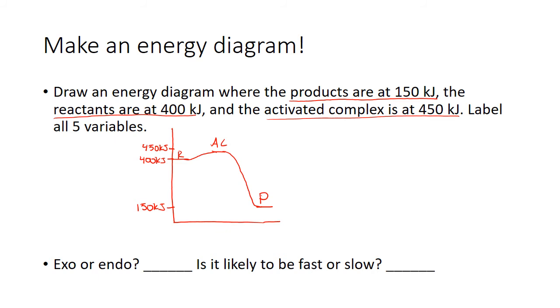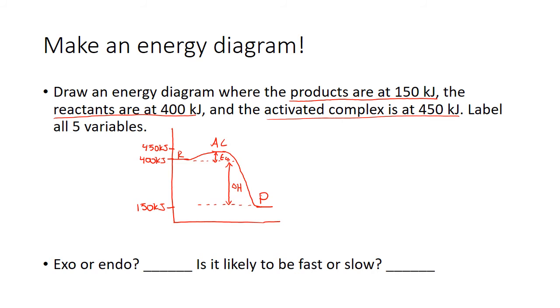It does say label all 5 variables. That's only 3 of them. So remember my activation energy. Squeeze in there. It's pretty small in this case, but it's between AC and R. You can also think of it as the height of the upward hill. If you go from left to right, you have to go up this hill. It's how tall that hill is. And then I'll put my delta H on here. It's got to be the difference between P and R. So we've labeled all 5 variables there.